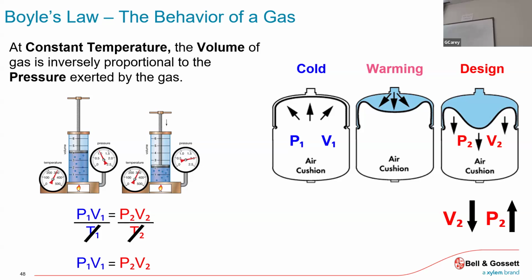So volume goes down, pressure goes up, and that's normal. That's fine. It's just a function of, okay, make sure this guy here is adequately sized for your particular system so that as that pressure goes up, it stays below your relief valve.